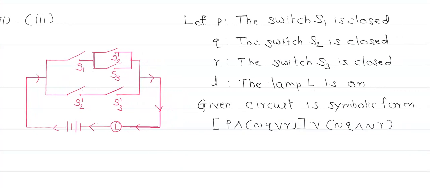Now see this here. This is P, and because they are in series with S2 dash, this is S2 dash, or S3 means R. Now this is in parallel with these two, which are S2 dash and S3 dash. Therefore, we write here or negation of Q and negation of R.